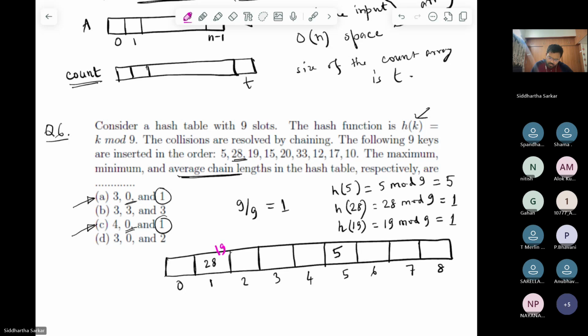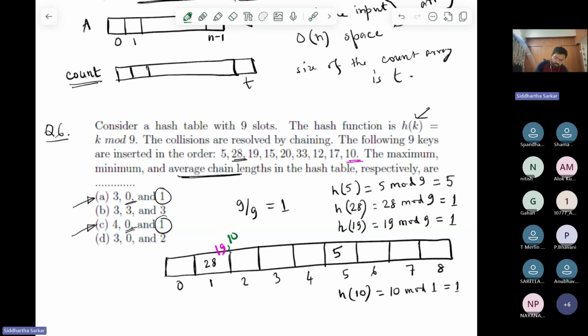Okay. In which slot we had 3 keys? Slot 1. What is the other number that will come to slot 1? Okay, so 10 is also there. What is h of 10? 10 mod 9, that means the remainder is 1. So again, this will also get mapped here. So I know for a fact that this one slot is getting 3 keys. So the maximum chain length is 3 or more.